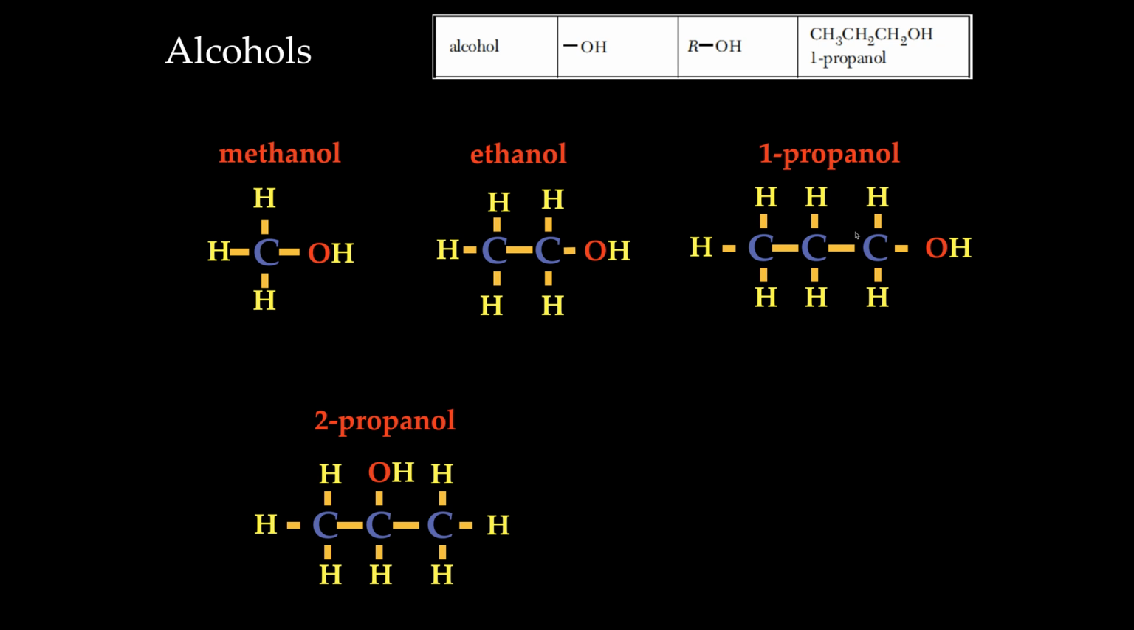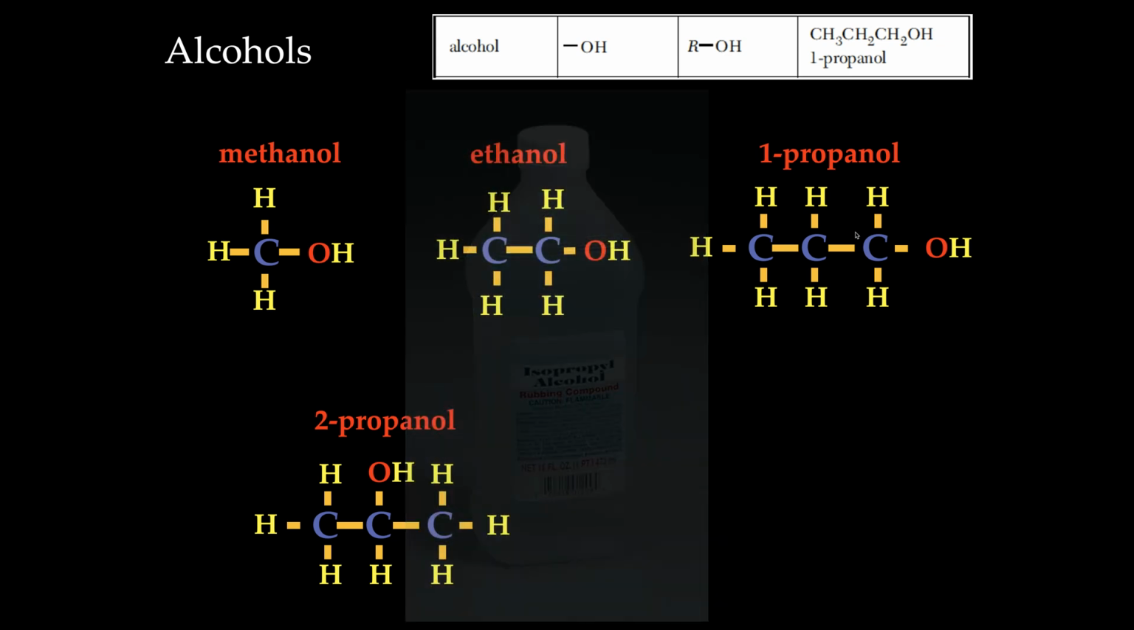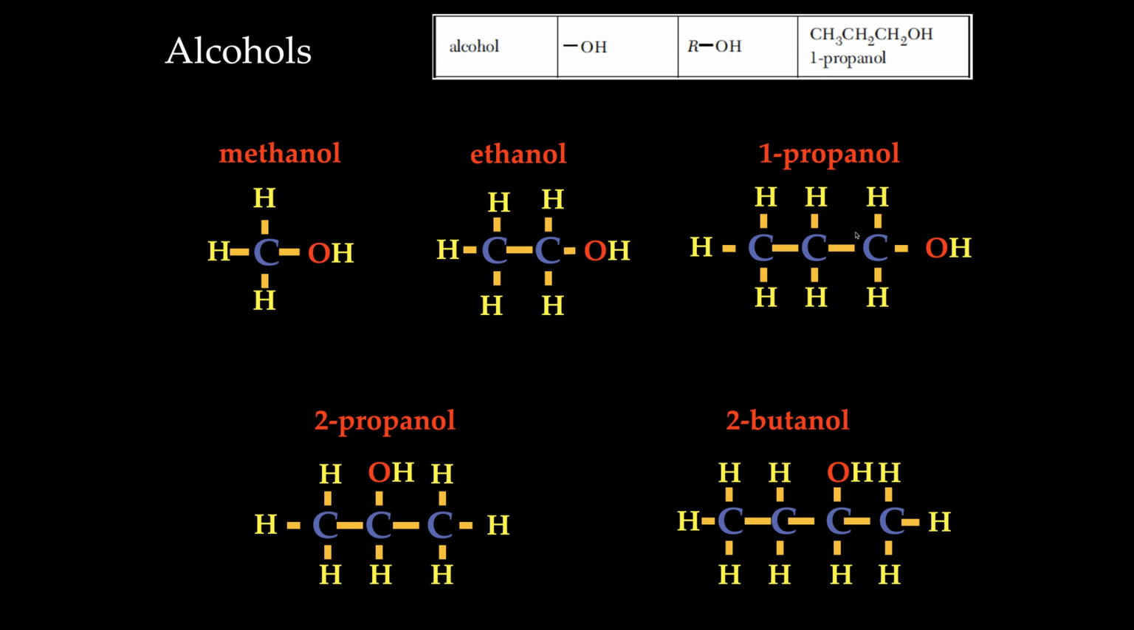2-propanol is known as isopropyl alcohol or rubbing alcohol. And 2-butanol, where you have 4 carbons, that's where the "but" comes from. Single bonds between them, that's where the "an" comes from. "OL" is the fact that it's an alcohol.